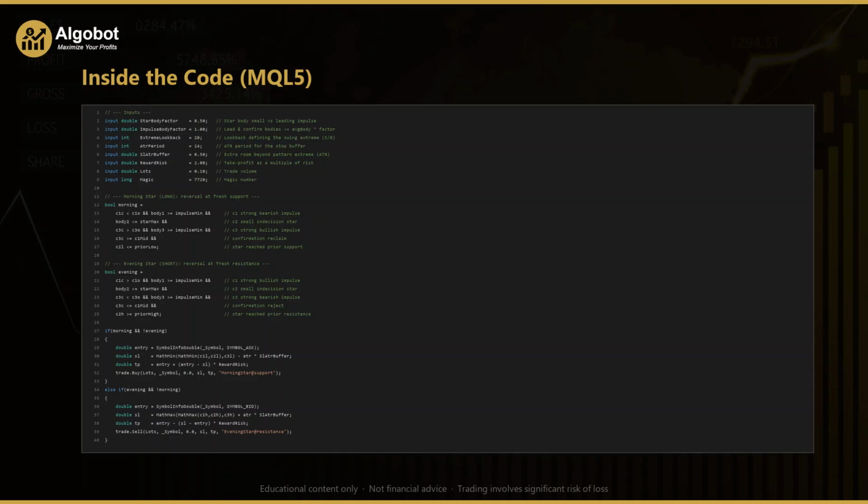It takes the ask price as entry, sets the stop just below the lowest low of the 3 candles minus an ATR buffer, projects the take profit 2 times the risk above entry, and calls trade.buy.